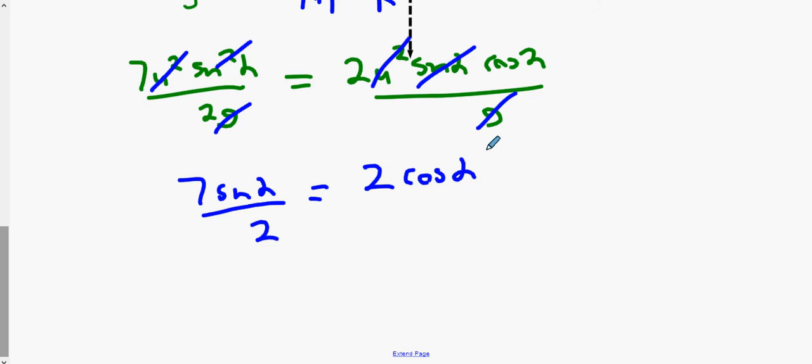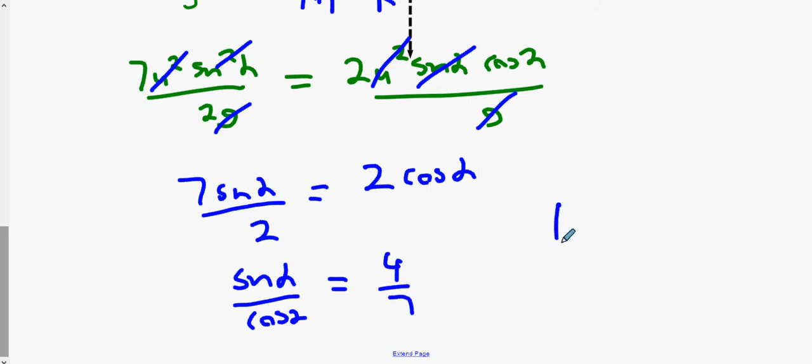And anybody who's been doing maths a long time knows to throw the cos alpha underneath the sine alpha to make tan alpha. So the cos alpha goes to the bottom left, then we have 4 over 7, and then tan alpha equals 4 over 7, which is 29.7 degrees.